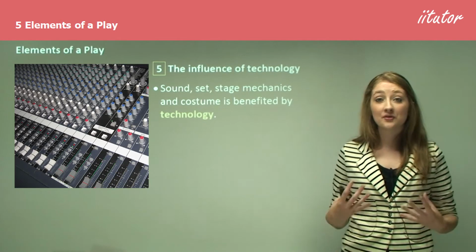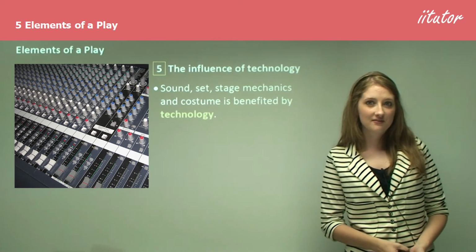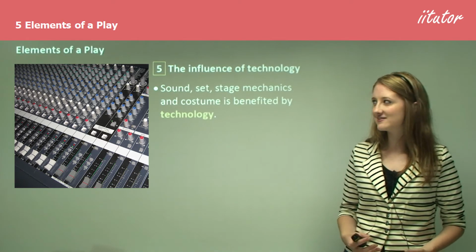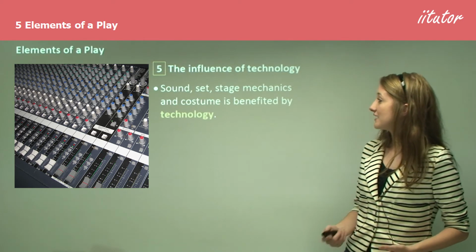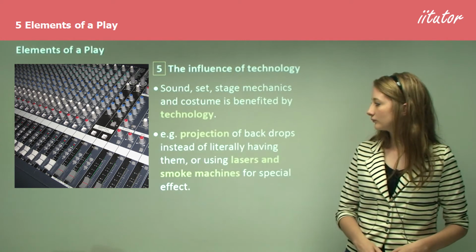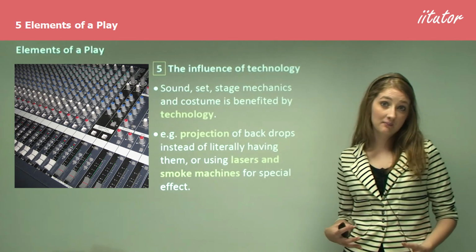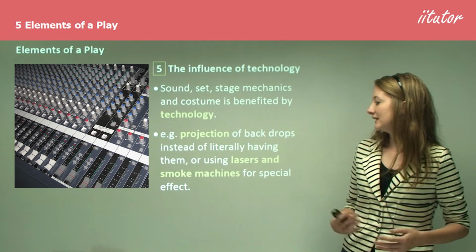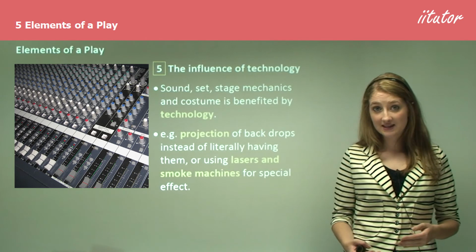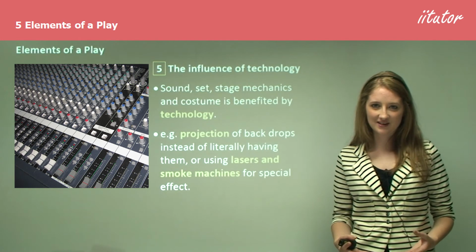We also get to the final element of the play, which is the influence of technology. Now, this is particularly relevant when we're looking at modern plays, and it's something which you're going to have to trace in your studies. So sound, set, stage mechanics, and costume are all going to be benefited by modern technology. For example, projection of backdrops instead of literally having them there is an example of a modern technique. Another one might be using lasers and smoke machines for special effect. Things like that, which are really going to be taking a play from a simple level to a more sophisticated and interesting level by using technology.